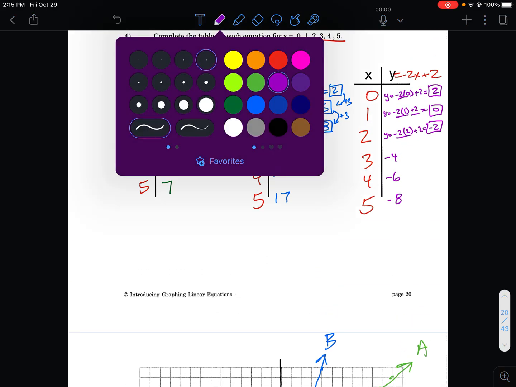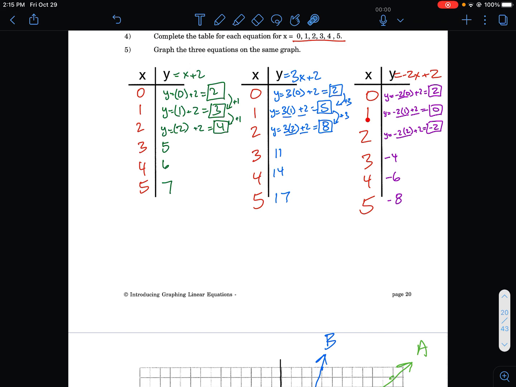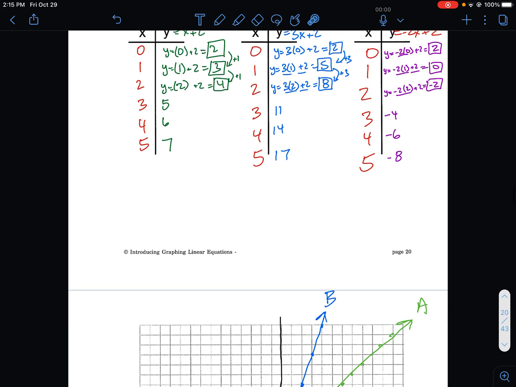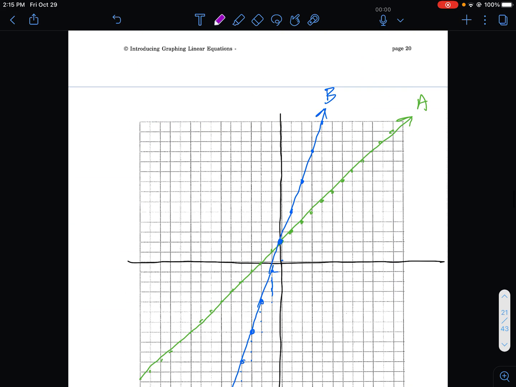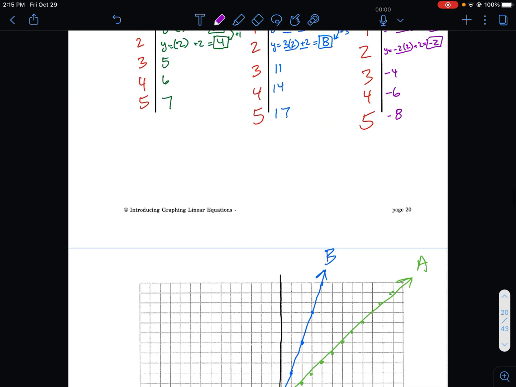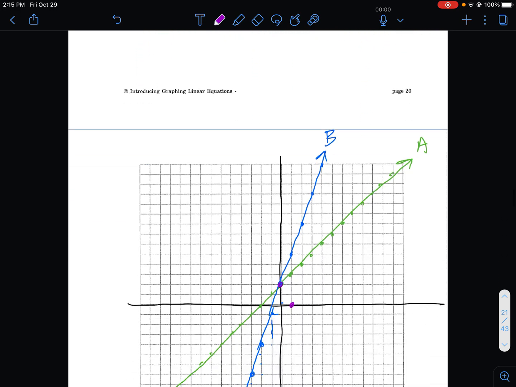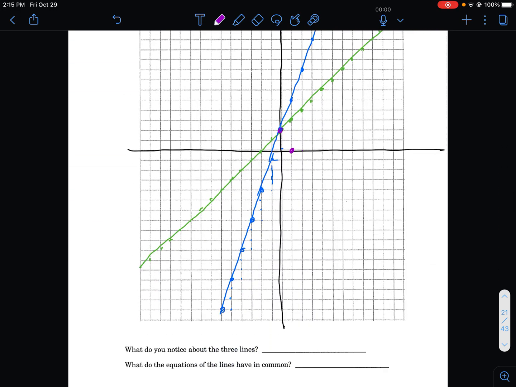Let's take a look at line C. Let's do that in purple. So 0, 2, 1, 0. 0, 2, same point. 1, 0. And then 2, negative 2, 3, negative 4.